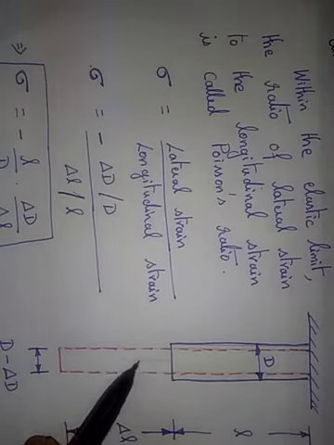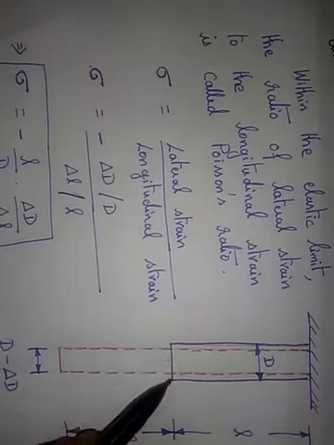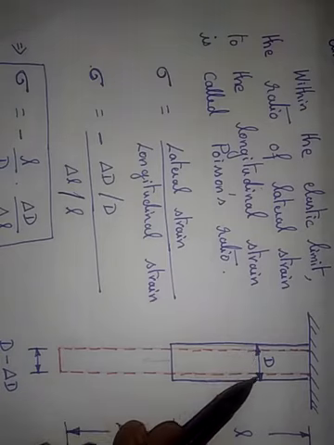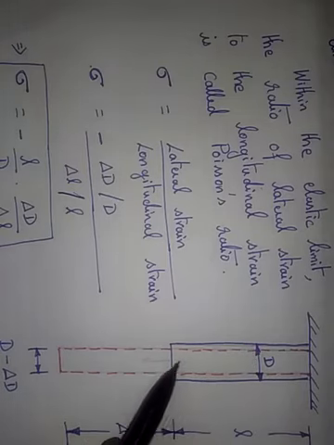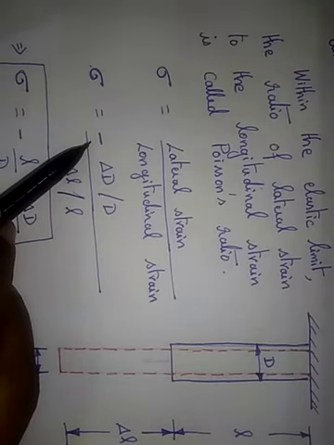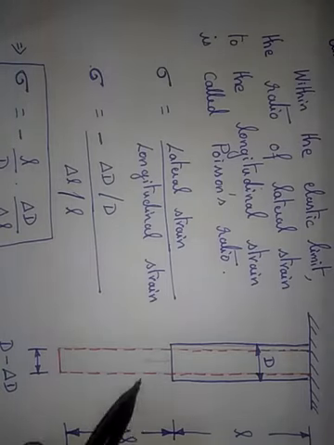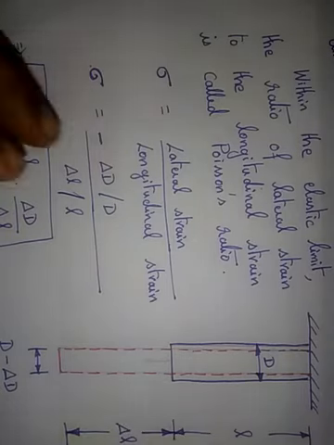So when a load is applied, there is an increase in length. That length we call del L. Now because of the increase in length, the diameter will come down. That means length is increasing whereas diameter is decreasing. So one is increasing, the other one is decreasing. That's why we put minus sign in this Poisson's ratio. Both are opposite. So what happens to the diameter is it shrinks.